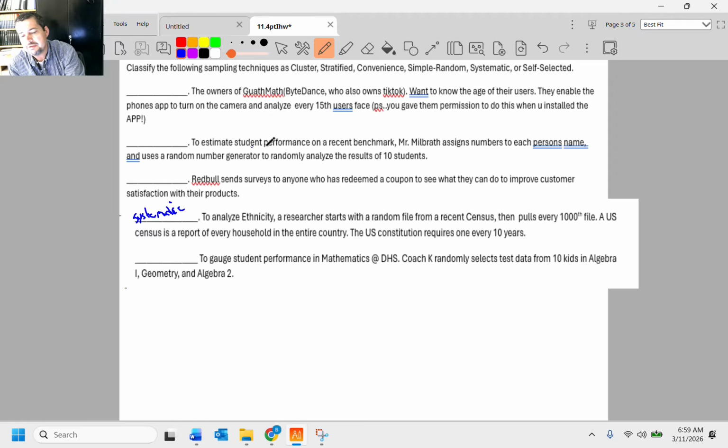To estimate student performance on a recent benchmark, Mr. Milbrath assigns numbers to each person's name and uses a random number generator. That is simple random.